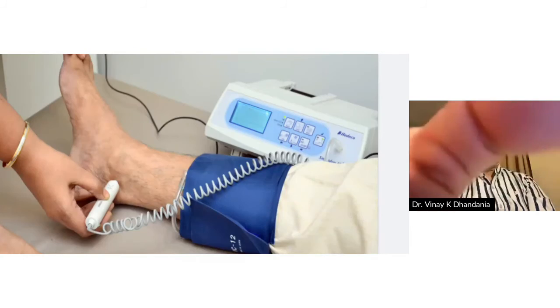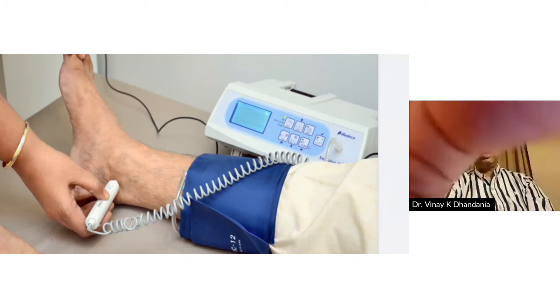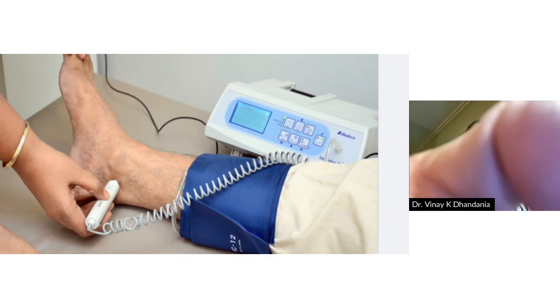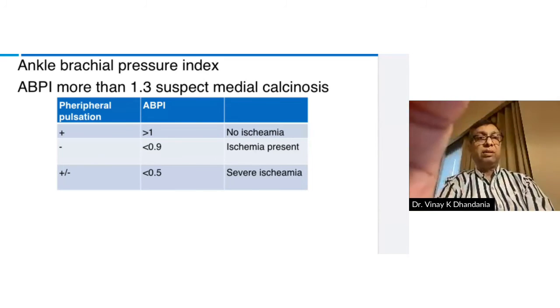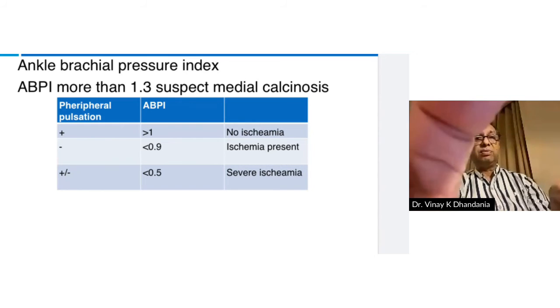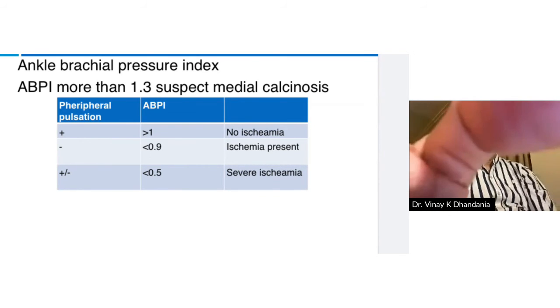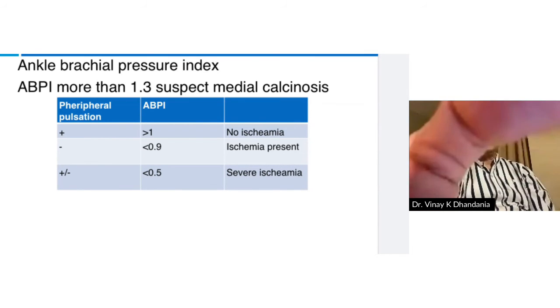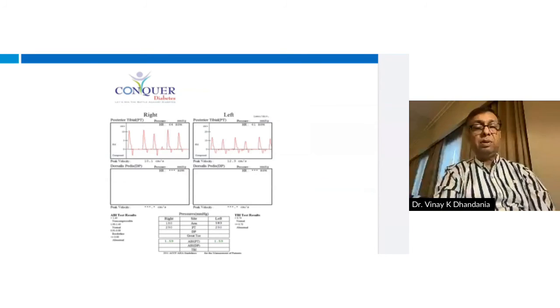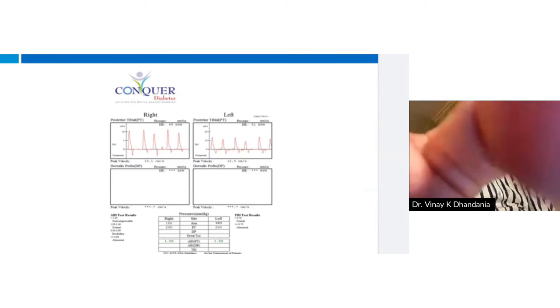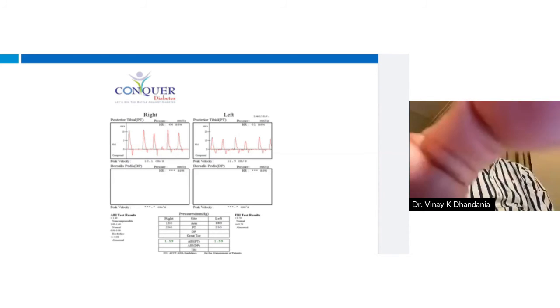Similarly, you can do a Doppler study in your clinic. It's also very simple to look for the posterior tibial artery in this case, and the dorsalis pedis artery. And you can do an ankle brachial pressure index. The normal ankle brachial index should be more than 1. Anything less than 0.9 means ischemia is present, and someone having less than 0.5 has severe ischemia. It can give a false positive result in people who have calcified arteries. These are the type of data which you can collect in your clinic, and tell your patients or warn your patients and put them on preventive therapies.